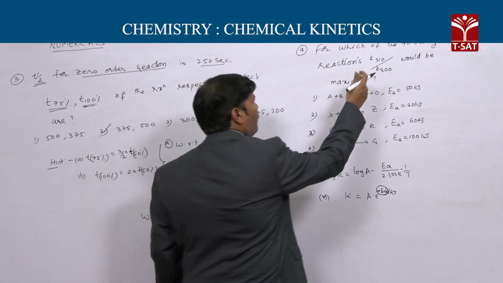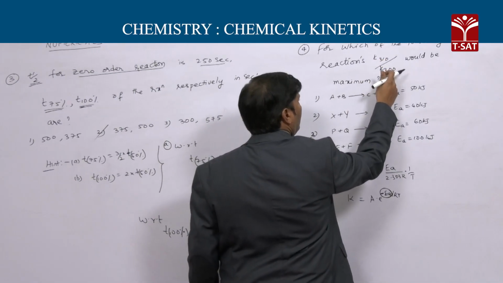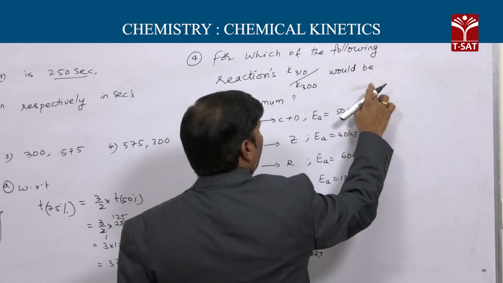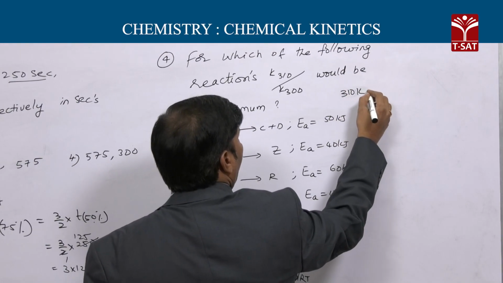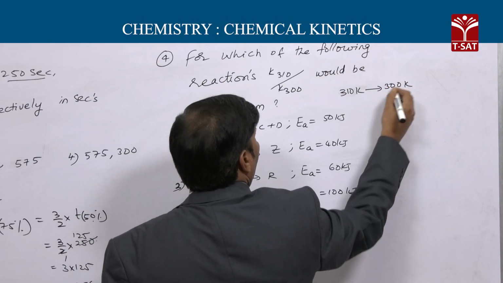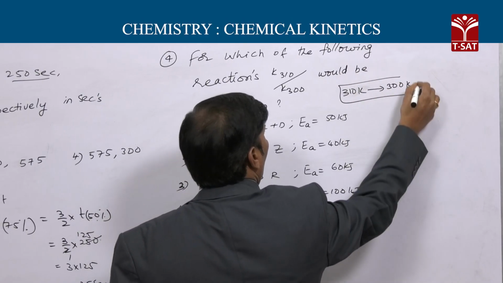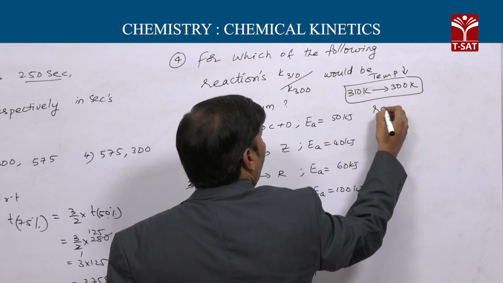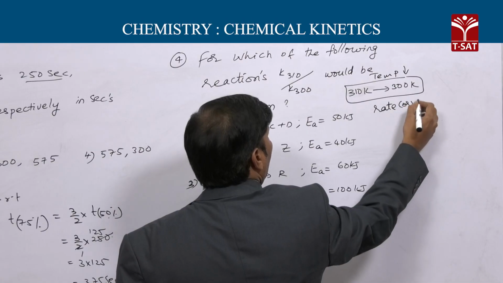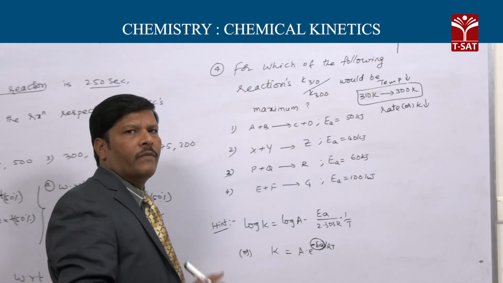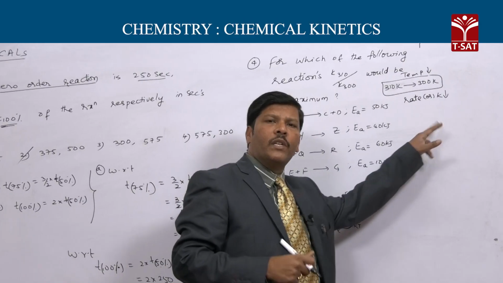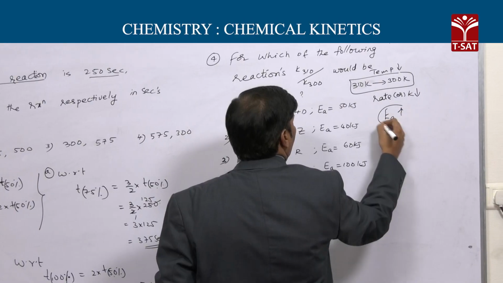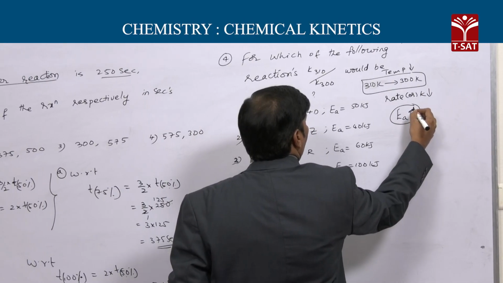But if you look at the ratio, the temperature is dropping from 310 Kelvin to 300 Kelvin. Overall you find that the temperature is decreasing. When temperature decreases, the rate or rate constant of the reaction also decreases. When the rate constant decreases, automatically the activation energy is the term which registers an increase in its value.